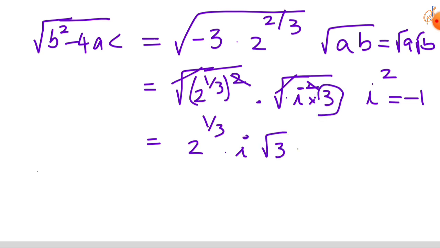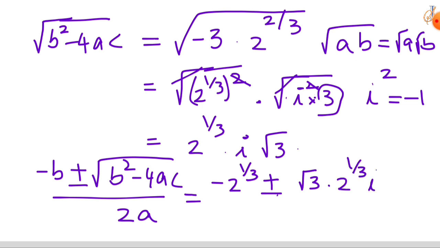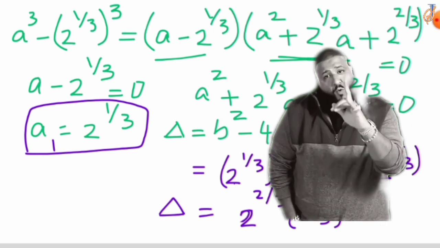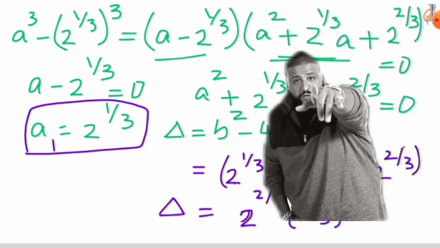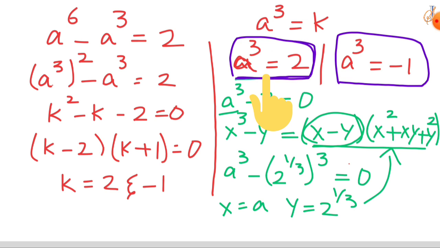Now substitute in our formula. What is our formula? Minus b plus or minus square root of b square minus 4ac, by 2a. The b value is 2 power 1 by 3, and the square root is root 3 times 2 power 1 by 3 i, over 2 times 1, which is 2. So a equals 2 power 1 by 3, that is our first root. Another one is our second root, and this is our third root. From equation 1, we found 3 roots.